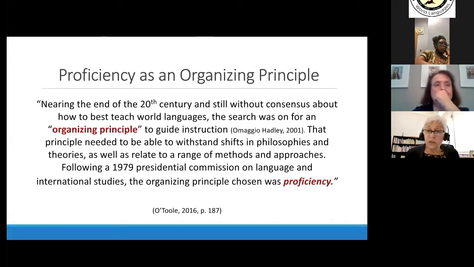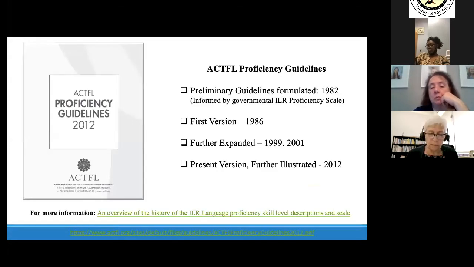So I bring this to you in case you wonder why proficiency. Again, you can see that there may be a range of theories, approaches, methods being used in the past and today, but we all come together around one big principle, and that principle is proficiency. So let's dig deeper.